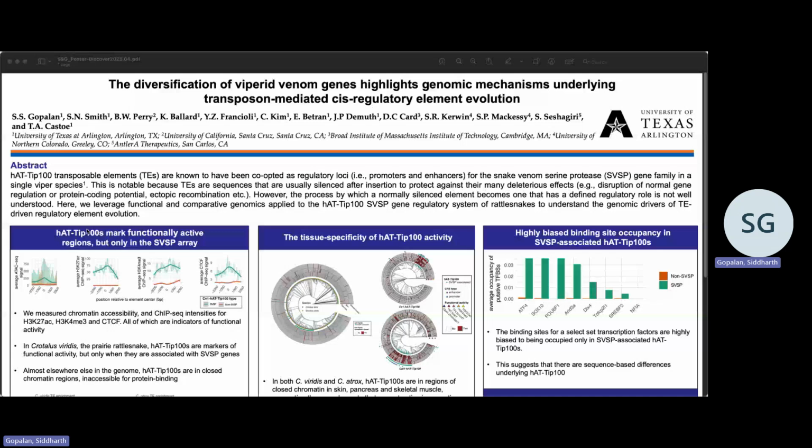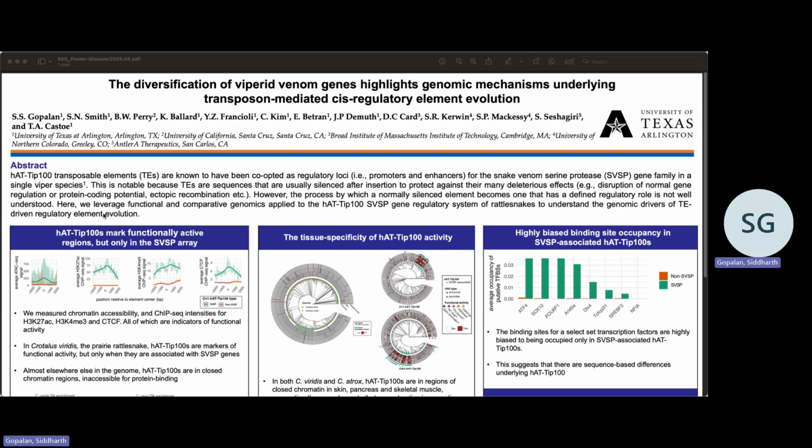I'm a PhD student in Todd Castro's lab, and today I'm going to be talking about an ongoing project that combines aspects of functional and comparative genomics with transposable element biology. So we're interested in understanding how transposable elements, sometimes called TEs, go from being these typically non-functional, silenced elements in our genome to elements that have a very well-defined regulatory role for genes, like promoters or enhancers.